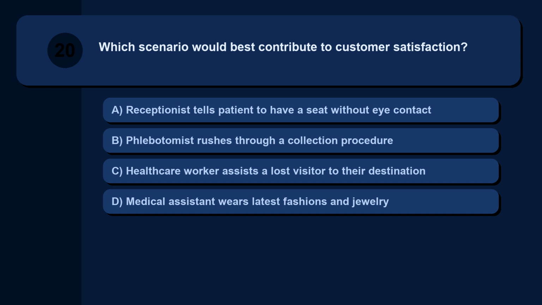Question 20. Which scenario would best contribute to customer satisfaction? Receptionist tells patient to have a seat without eye contact. Phlebotomist rushes through a collection procedure. Healthcare worker assists a lost visitor to their destination. Medical assistant wears latest fashions and jewelry. Assisting a lost visitor demonstrates empathy, helpfulness, and professionalism, which directly enhances customer satisfaction and patient experience.